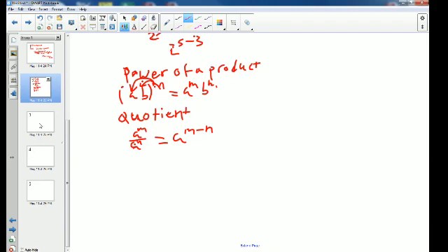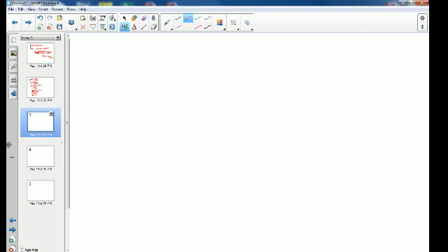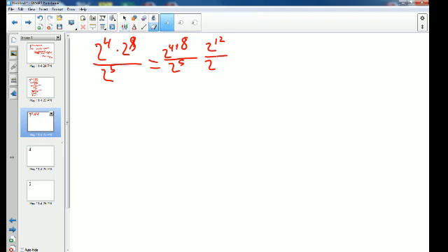And next example is going to be a quotient example. So we have 2 to the fourth times 2 to the eighth over 2 to the fifth, which equals 2 to the 4 plus 8 over 2 to the fifth, which gives you 2 to the 12th over 2 to the fifth. Gives you 2 to the seventh, because when you do your quotient, you subtract 5 from 12, which gives you 7.